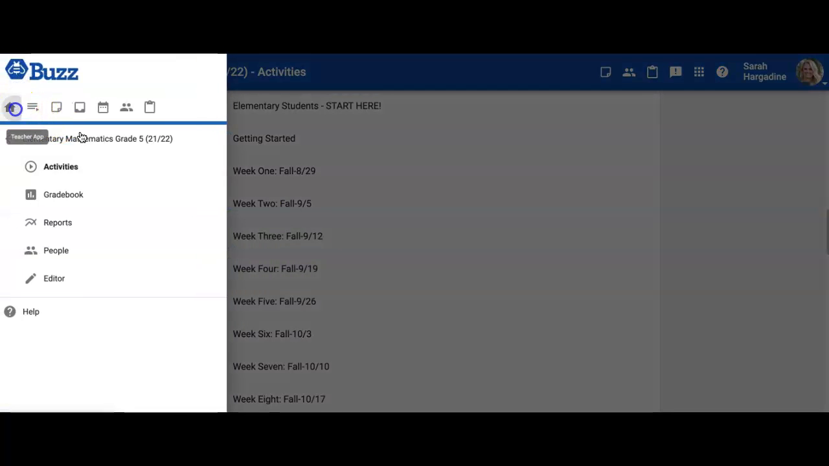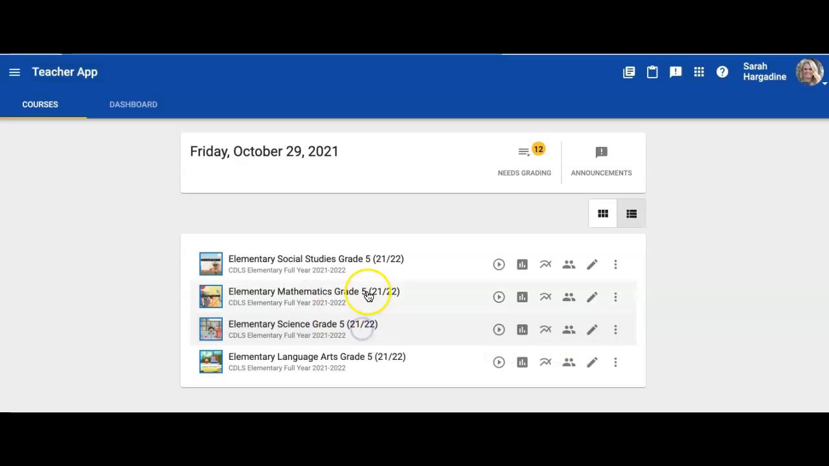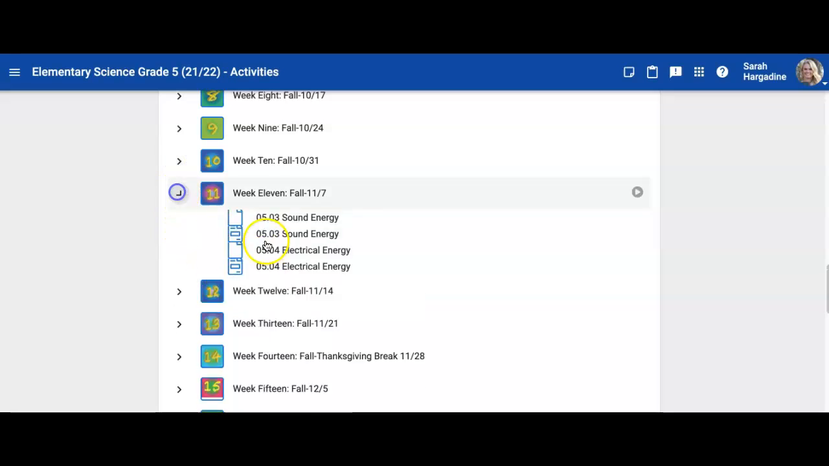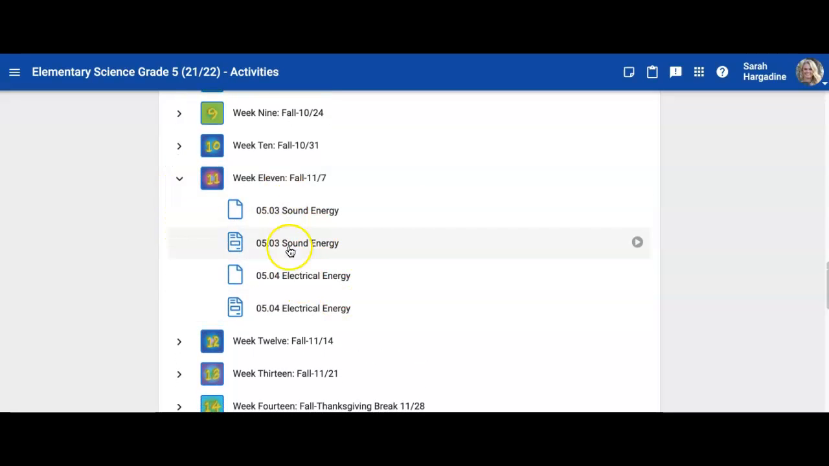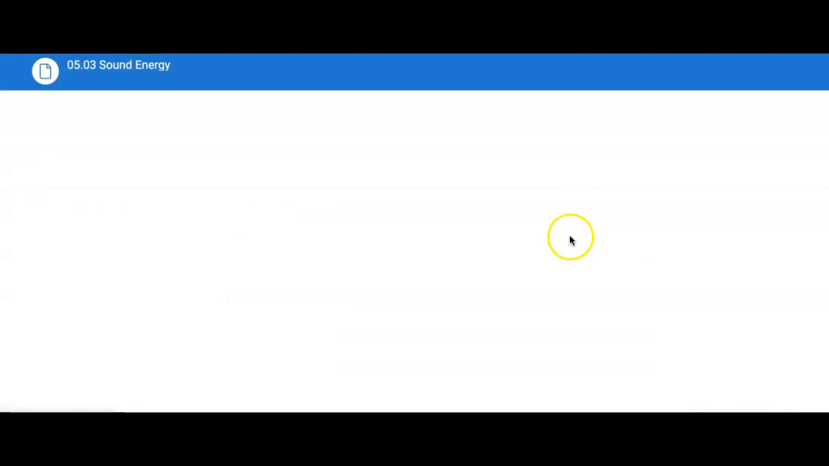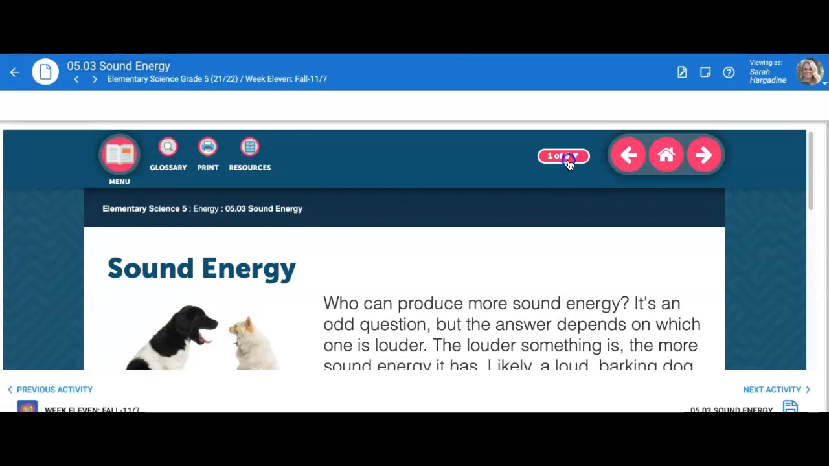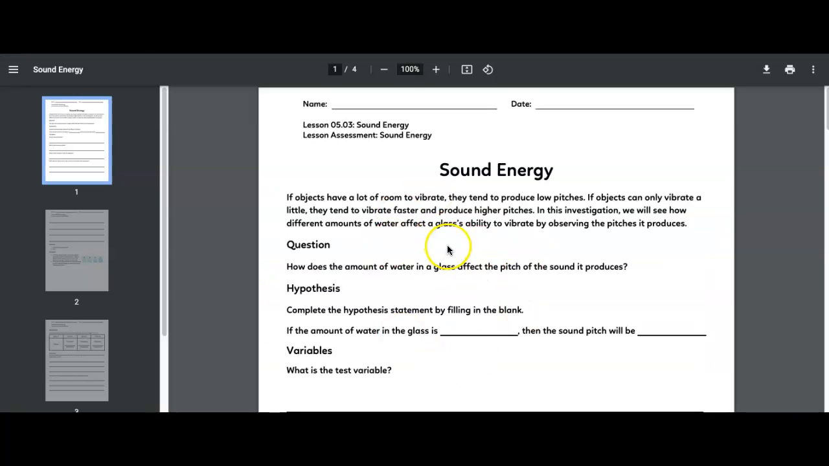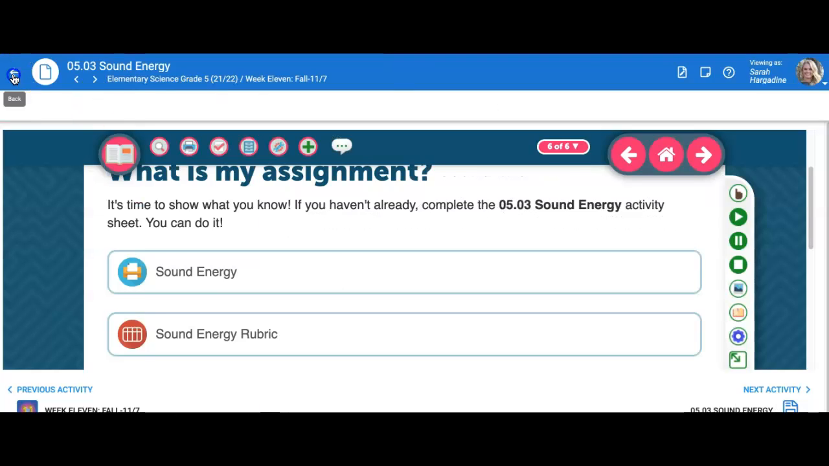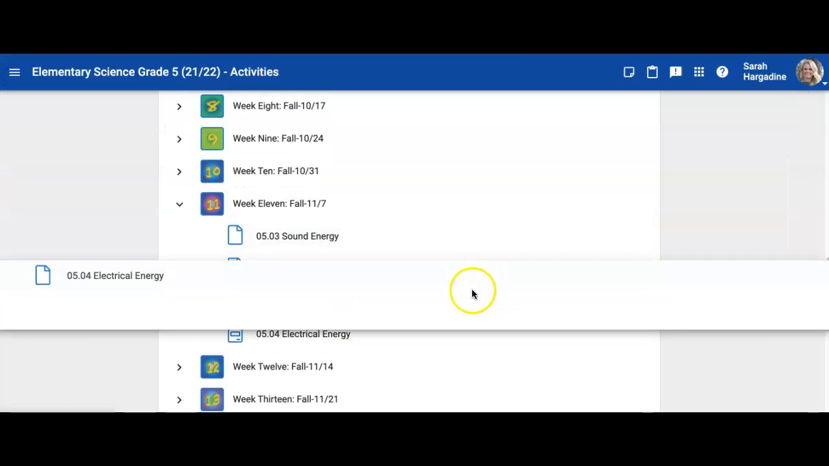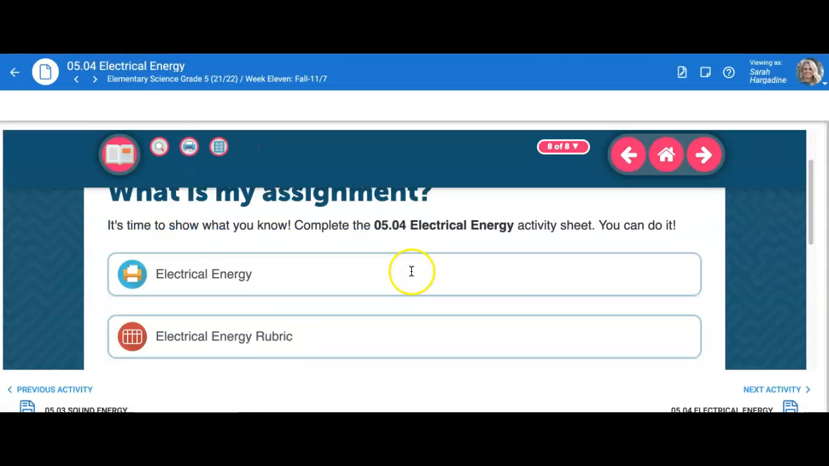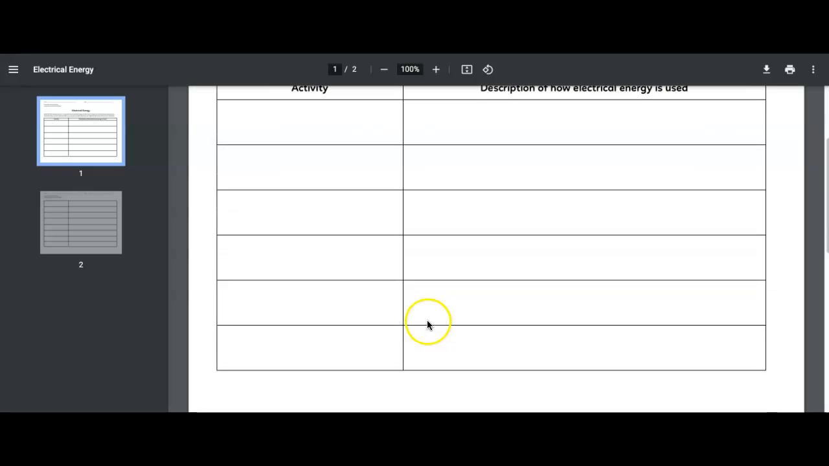And then when we go into science, for week 11, you will see that you have 2 activities due on different types of energy. And so when you click in on the final pages of both, you're going to learn about sound energy and then you're going to do the activity connected to it. So both of those focus on how energy is transferred, affected, those kind of things. And when you look here, this one on electrical energy looks like this.